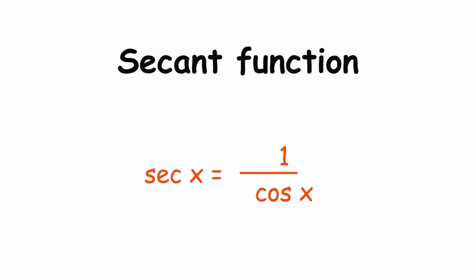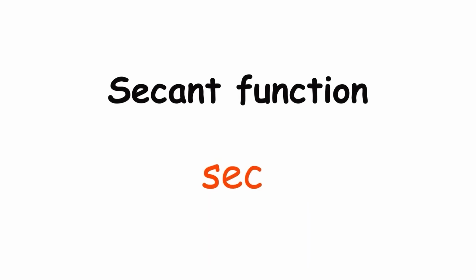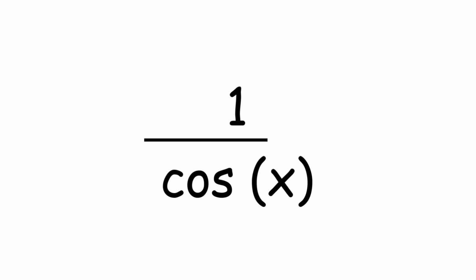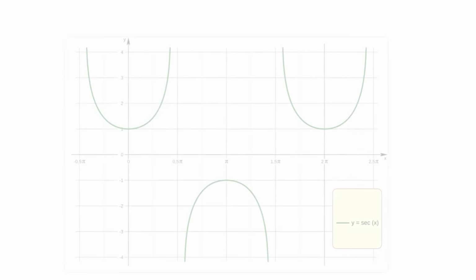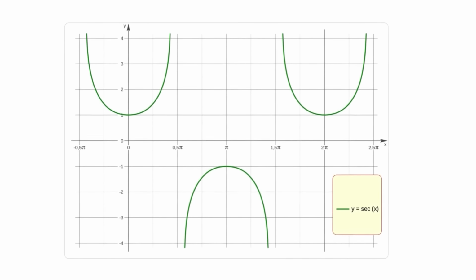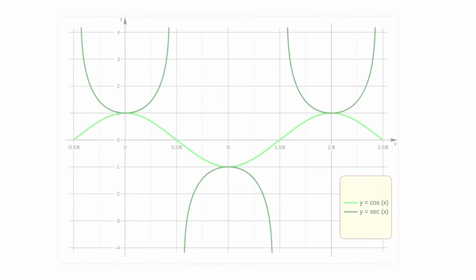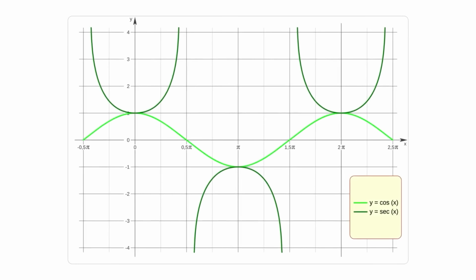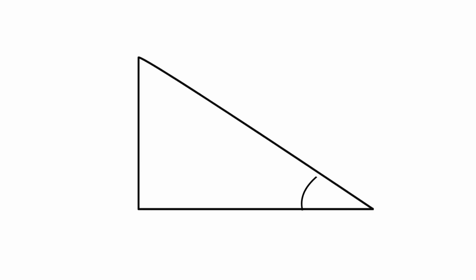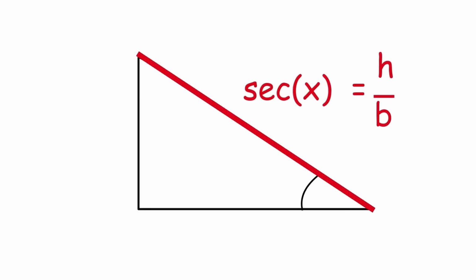Secant function. Secant of x equals 1 over cosine of x. The secant, abbreviated as SEC, is the reciprocal trigonometric ratio of the cosine, or also its multiplicative inverse, graphically. The secant function, being the reciprocal trigonometric ratio of the cosine, represents the relationship between the hypotenuse and the adjacent side of a right triangle.